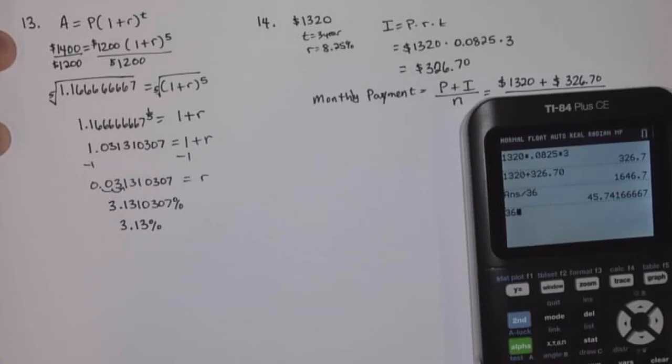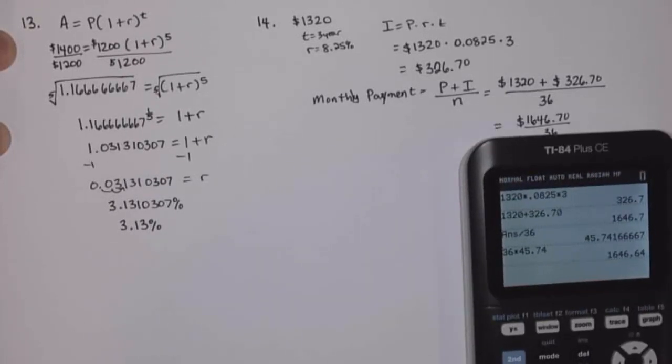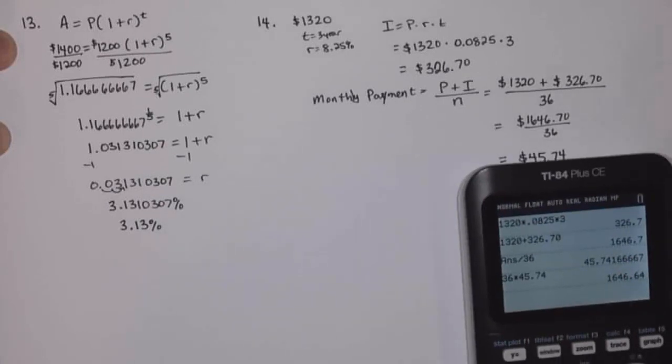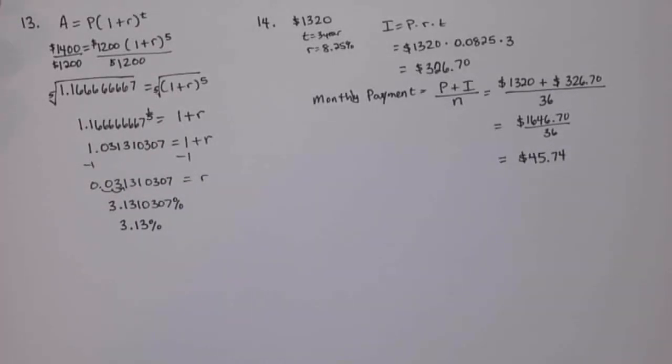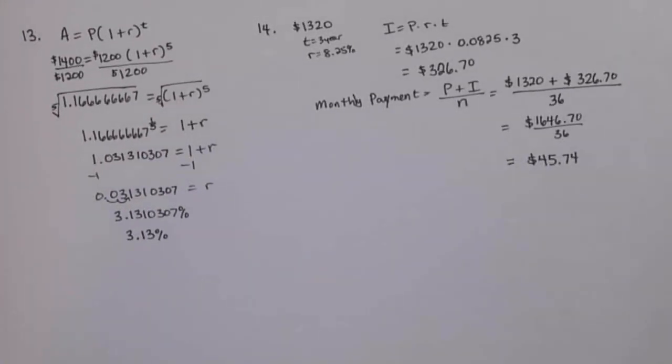If he makes 36 payments at $45.74, then he's going to actually pay back $1,646.64. He's not going to get to the 70 cents. So at some point he's going to have to pay that other 6 cents. So in some of the payments he might have to pay an extra penny. In fact, in 6 of the payments he'd have to pay that extra penny in order to pay off the total amount. Let's take a look at number 15.